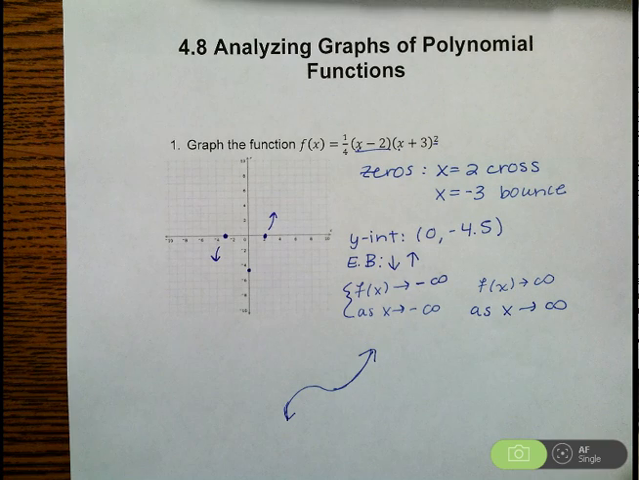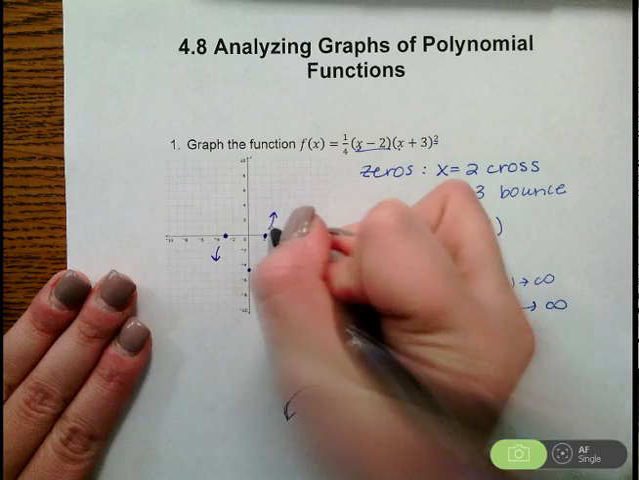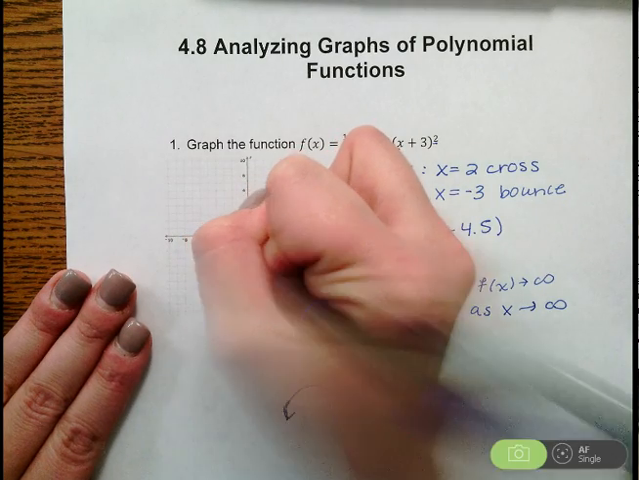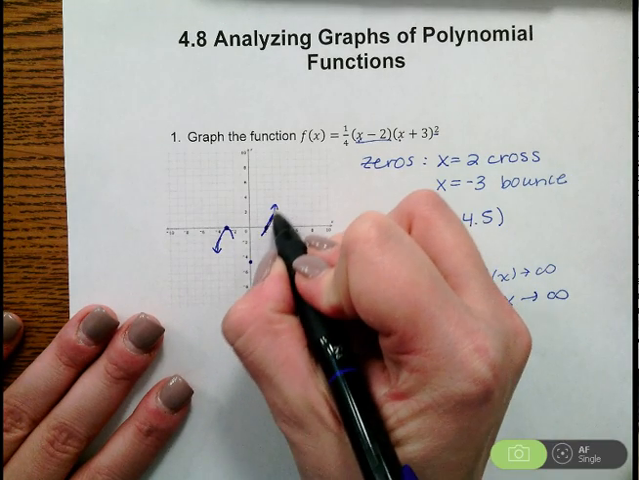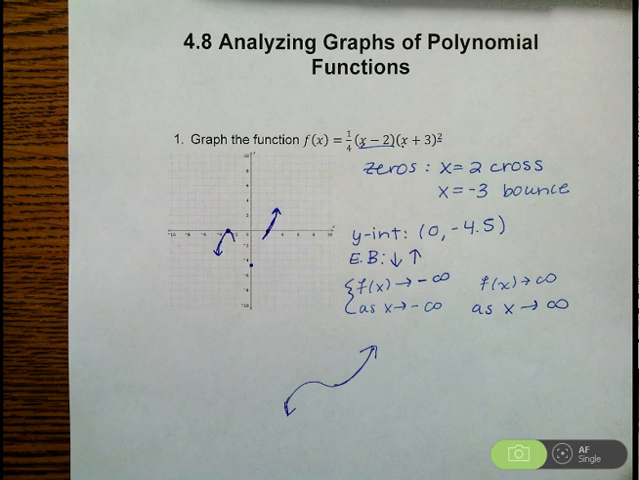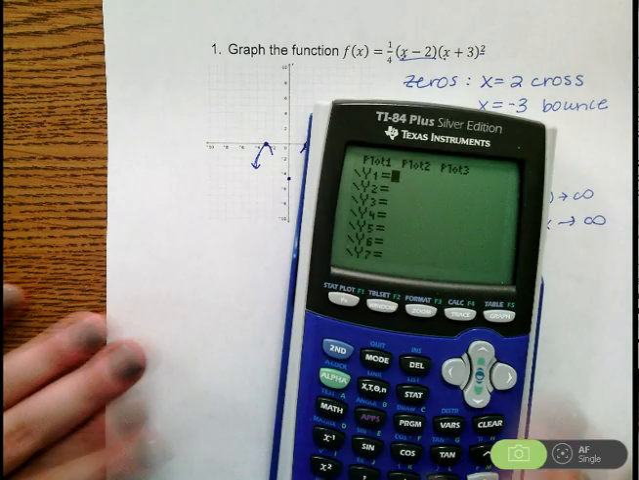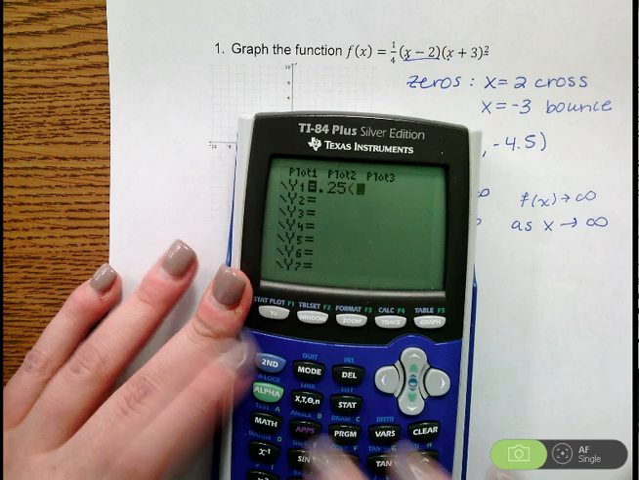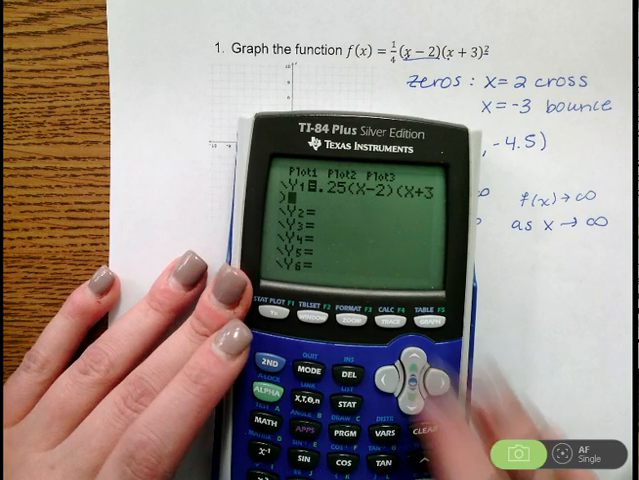Great. So we know a couple things here. This one bounces, so now that we know the end behavior, we know it's going to bounce and go back down. We know that we cross at this one, so it's going to look something like that. But what we don't know is what happens in between. So let's go ahead and graph it just so we can see what it looks like: 0.25 times x minus 2 times x plus 3 squared.